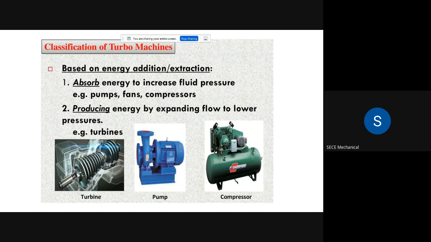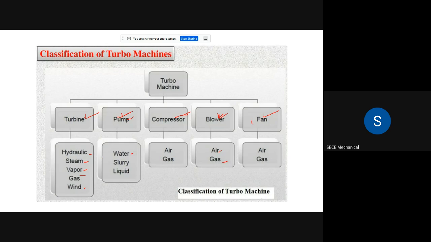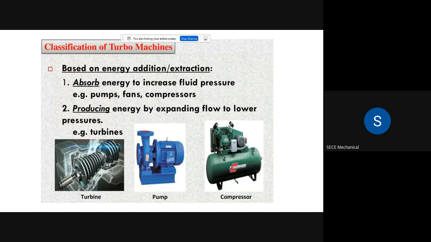So in the turbines they are having different types of turbines இருக்கு, right? What we generally classify is based upon energy addition or extraction. If it is an extraction, we very well know that it is a turbine. If it is energy addition, it is called a pump. So absorbing energy to increase fluid pressure is called a pump, whereas producing energy by expanding flow to lower pressures is called a turbine.